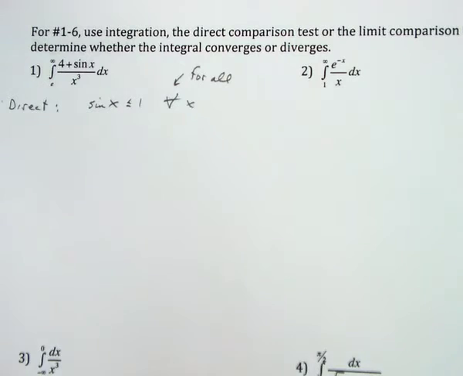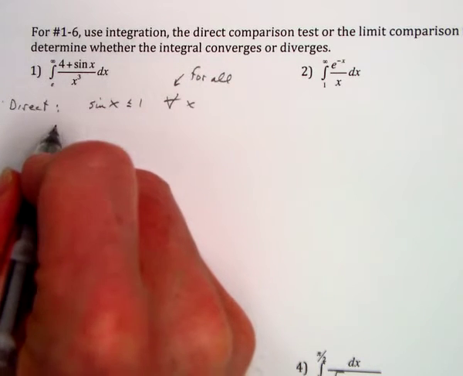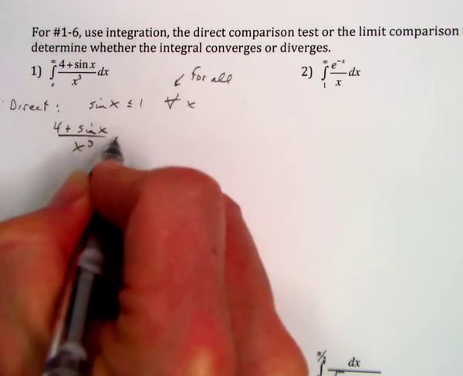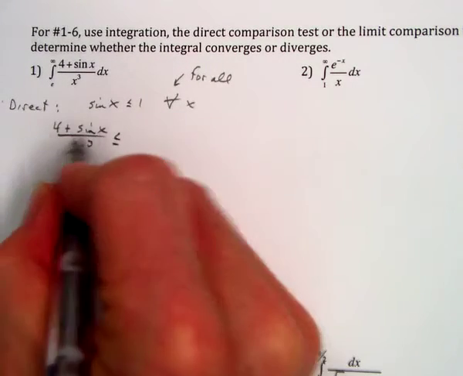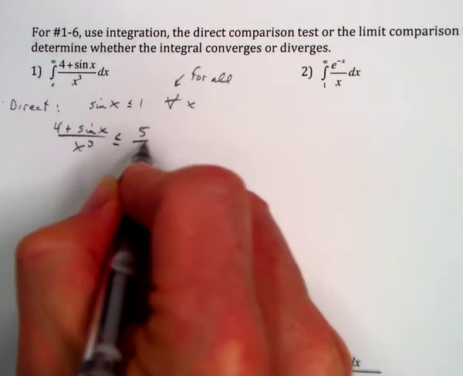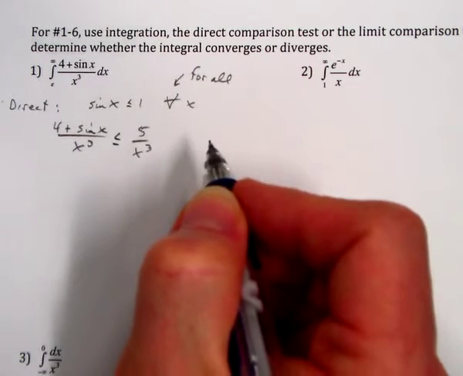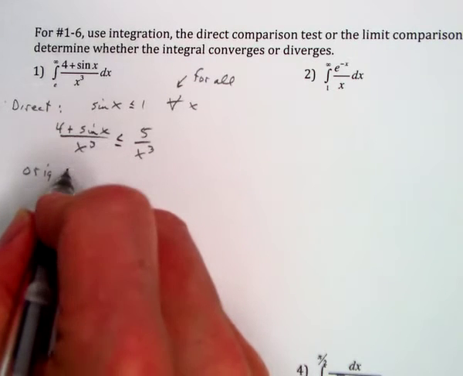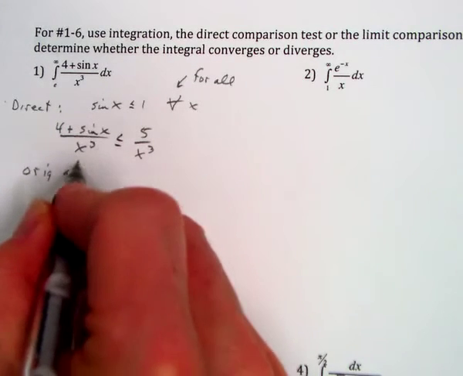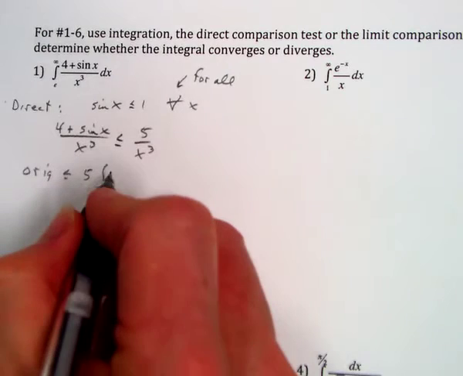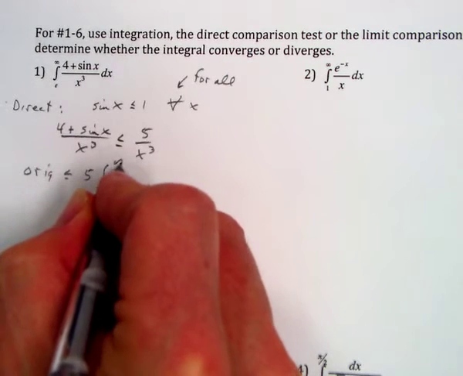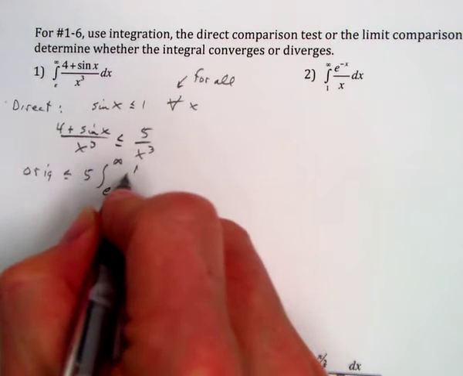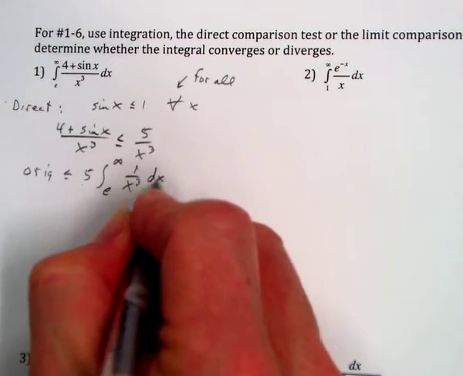So for every x value that's true, that means we can compare this: 4 plus sine x over x cubed is always less than or equal to 4 plus 1, or 5, over x cubed. So we know that this original integral will be less than or equal to, and I'm going to just pull out the 5, 5 times the integral from e to infinity of 1 over x cubed dx.